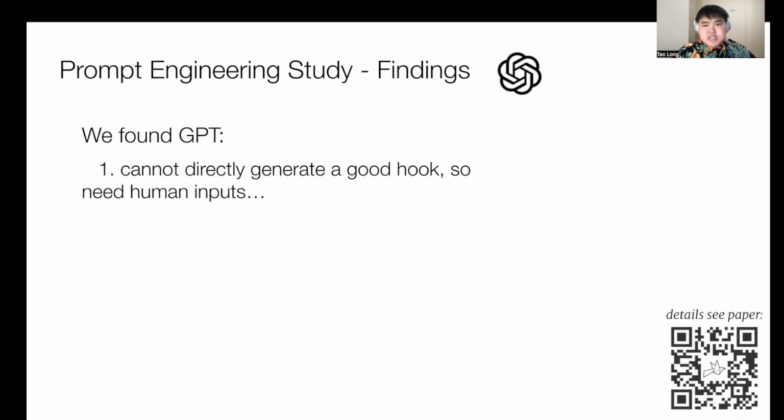They don't know whether a contextualized example is good or not. They sometimes give examples that are too broad or too unrelated or even not true. And the hooks they wrote usually don't satisfy our rubric. Thus, our first result is that GPT cannot directly generate a good hook on its own. So it needs human input, which drives the need to build a co-creation system.